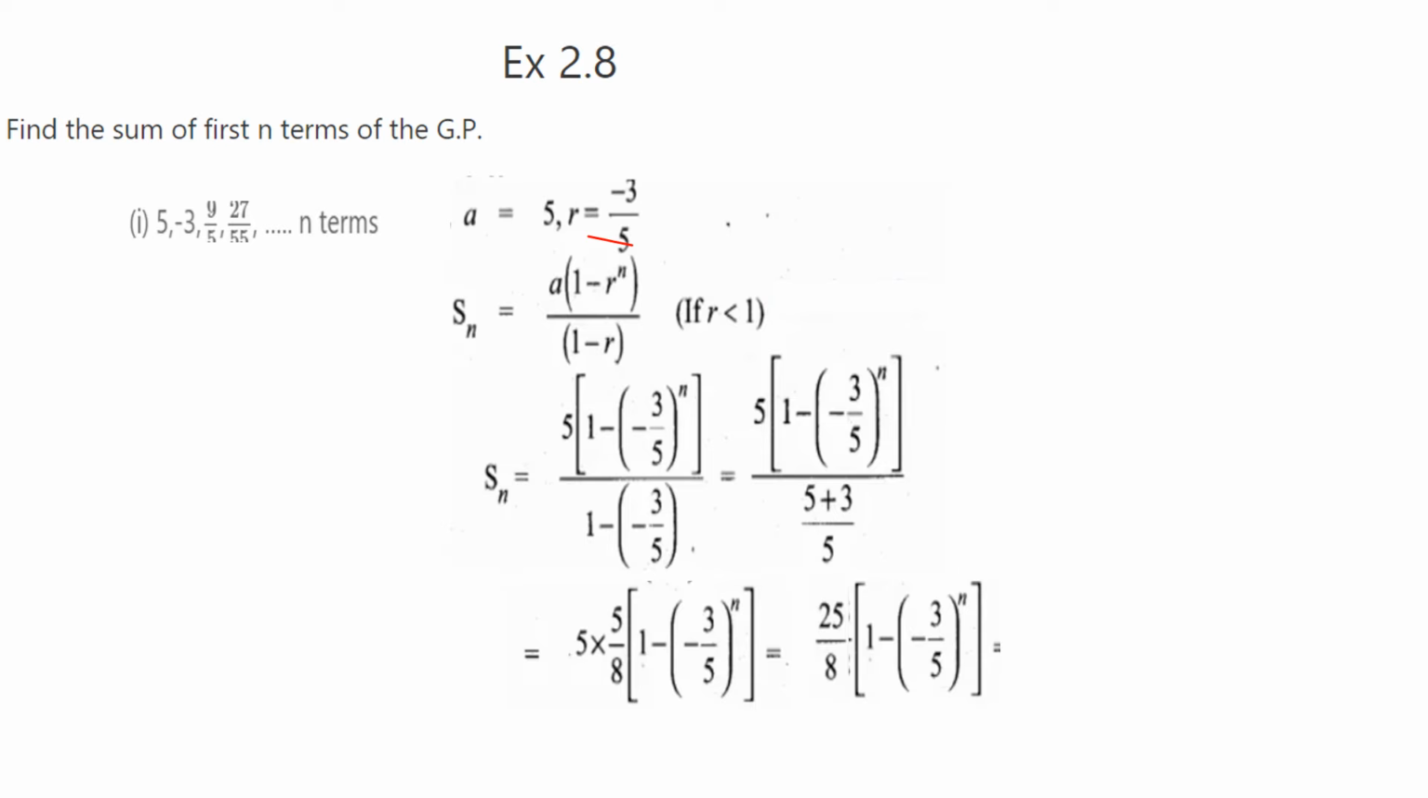So, 5 plus 3 by 5. So, next step 5 into it will come to the reciprocal. So, 5 by 8. So, you write it inside the bracket whatever this, that is 1 minus of minus 3 by 5 whole to the power n. So, 5 into 5 25 by 8 bracket of 1 minus of minus 3 by 5 whole to the power n. This is the answer.